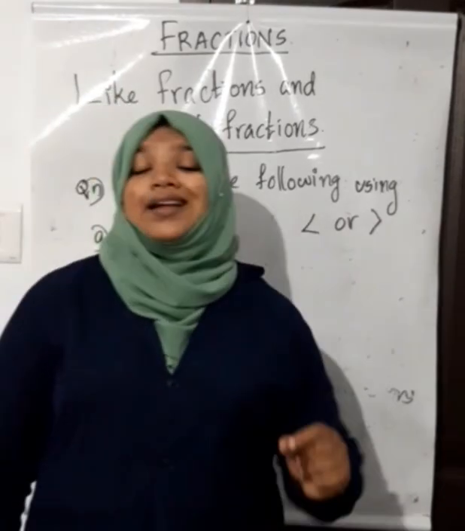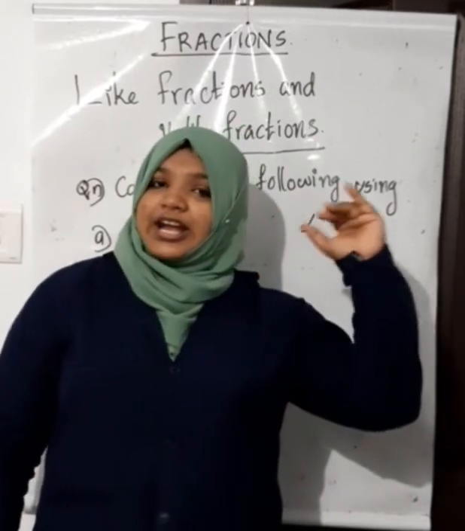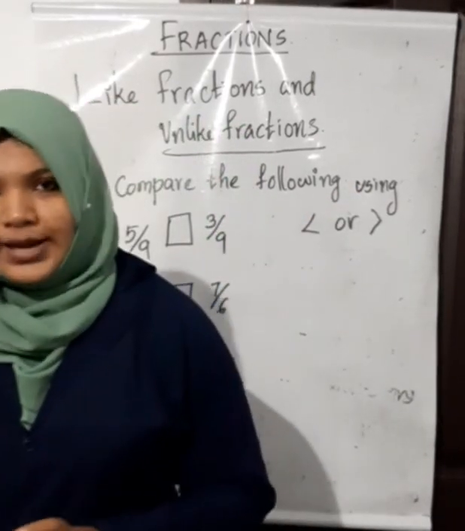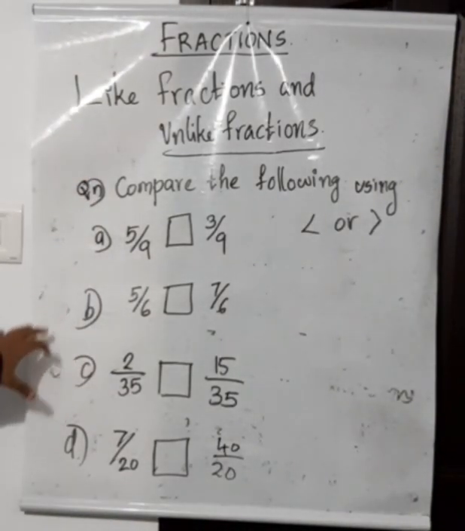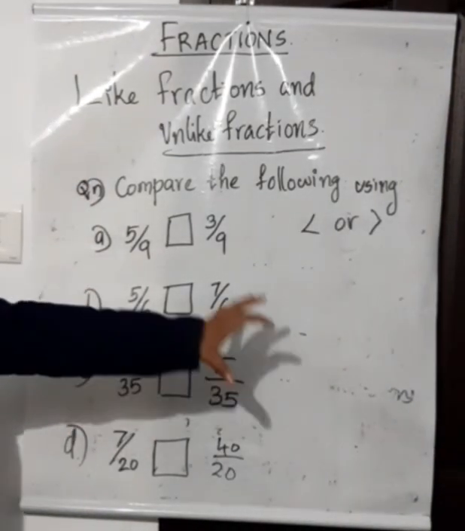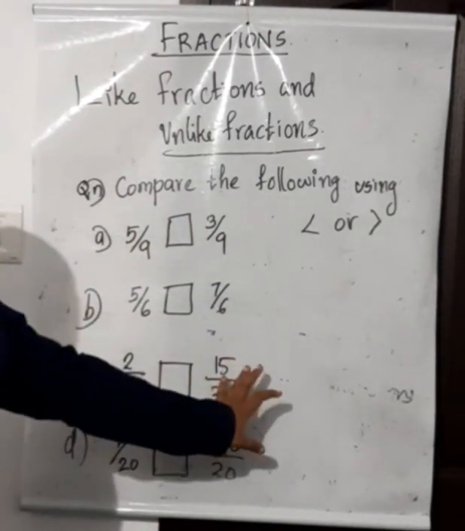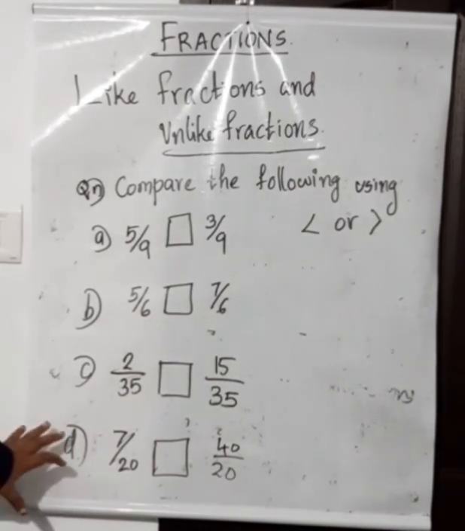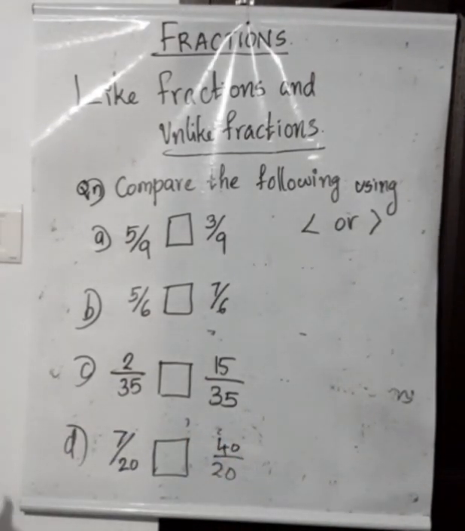If the denominators are same, that is, if the given fractions are like fractions, we just compare their numerators. Here 5 by 9, 3 by 9. Then second question, compare 5 by 6 and 7 by 6. Third question, compare 2 by 35 and 15 by 35. And the fourth question, compare 7 by 20 and 40 by 20. So is it easy for us? It is easy for us because we all know how to compare two like fractions.